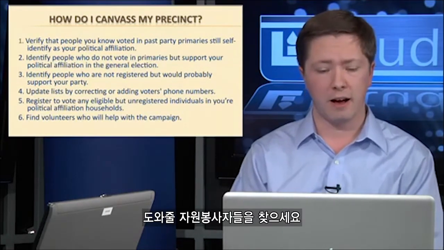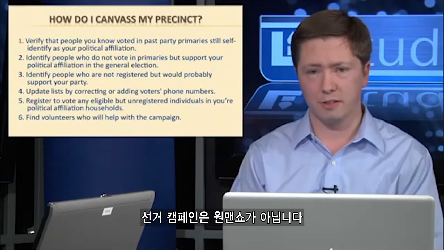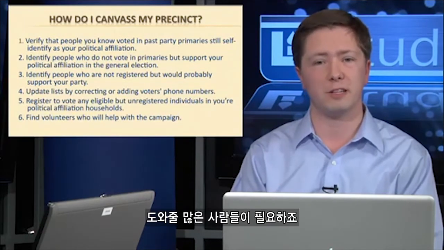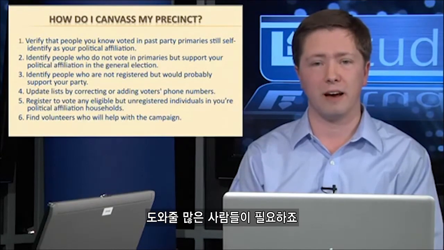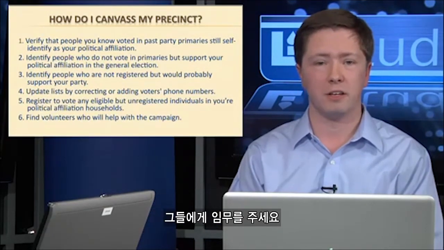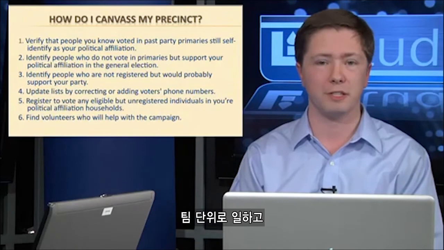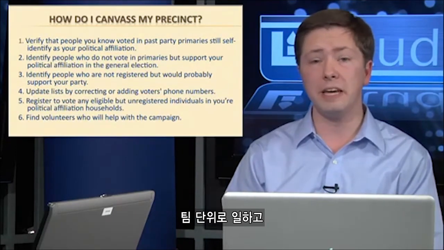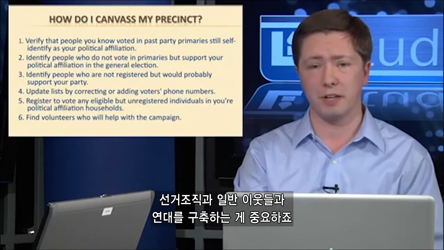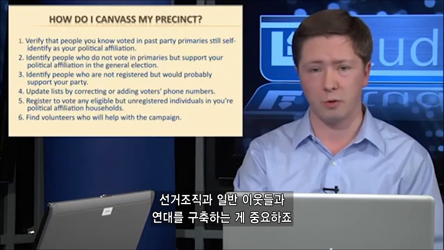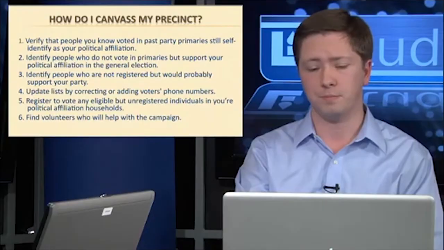And finally, find volunteers who will help. This isn't a one-man show. You need as many people helping as often as they can. You can identify folks, give them a title, put them in charge of their neighborhood or put them in charge of a particular street and get them involved. It's so important that this is a team effort. Building coalitions and building networks within your neighborhood and your precinct is so important.